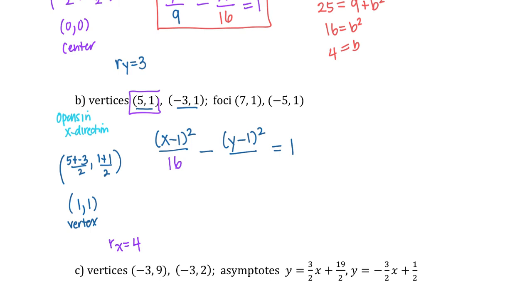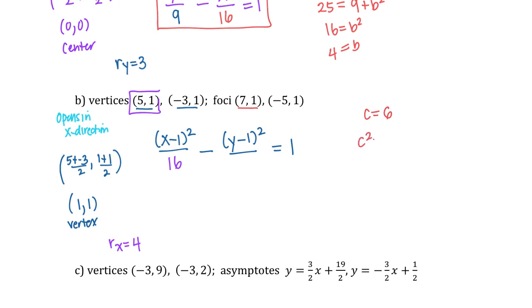Okay, they don't give me the y radius, but they do give me the foci. So for the foci, I have 7, 1 and negative 5, 1. If the center is 1, 1 and the focus is 7, 1, from 1, 1 to 7, 1, I have to go 6 units. So it must be true that the focal radius is 6.